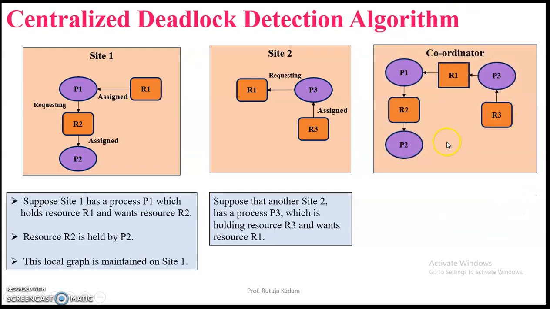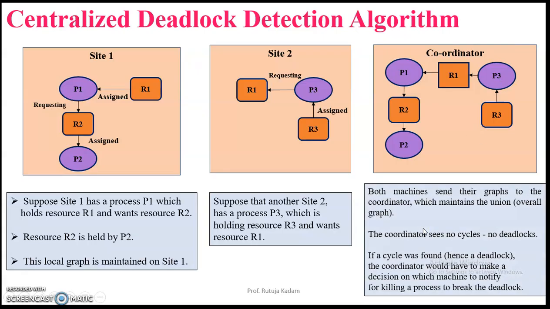Then, as I've told you, centralized means there is a central node. So here it is a coordinator. This coordinator is a central node or a designated site which will maintain the union of these two sites. The site 1 part is over here and the site 2 local wait for graph is maintained over here. So the wait for graph at the coordinator is nothing but the union of the two local graphs of each site. Now the coordinator checks: is there a cycle in its wait for graph? No, a cycle is not there.